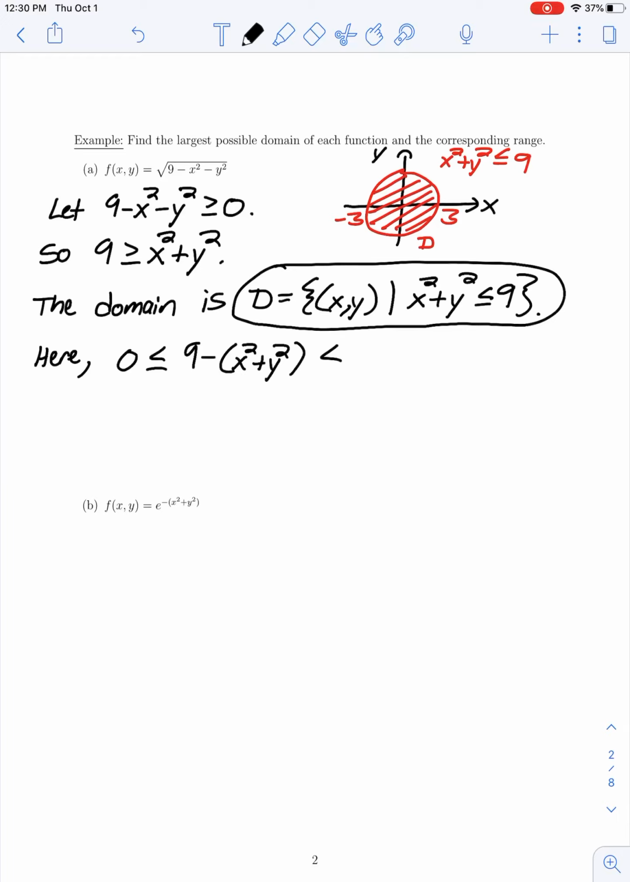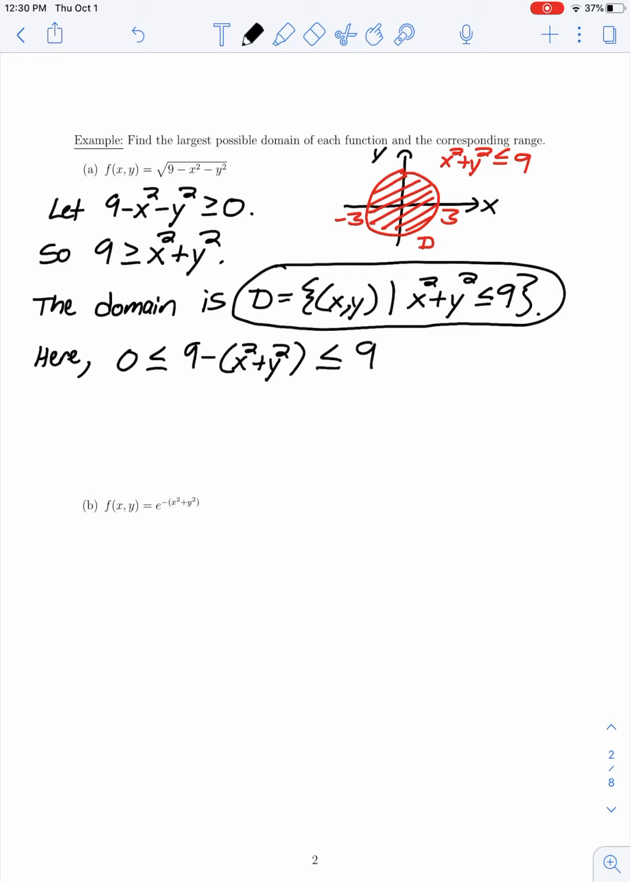And let's think about the largest value that we could have for this quantity. So if we have 9 and we're subtracting the sum of x squared and y squared, well, the smallest value that I could ever have for x squared plus y squared would be 0. So the smallest number I could be subtracting from 9 would be 0, which means the largest value I could have for this difference would be 9.